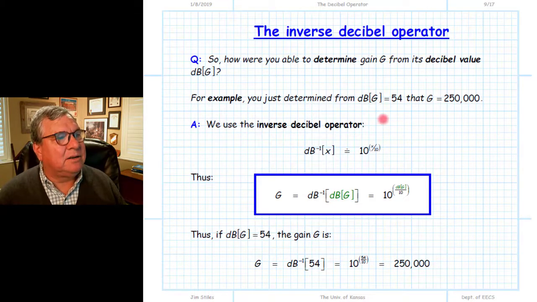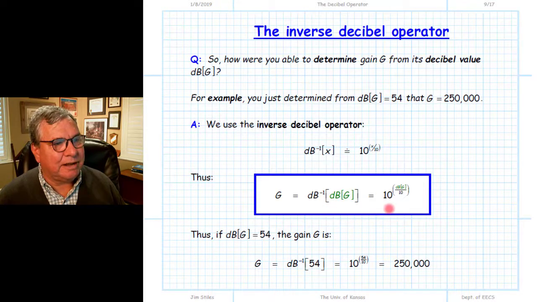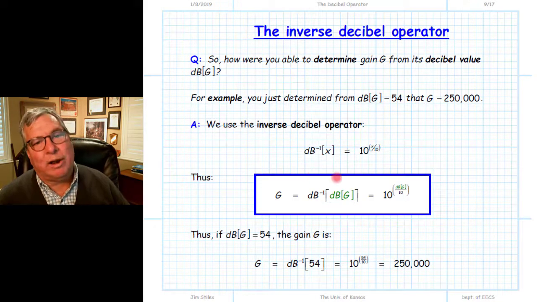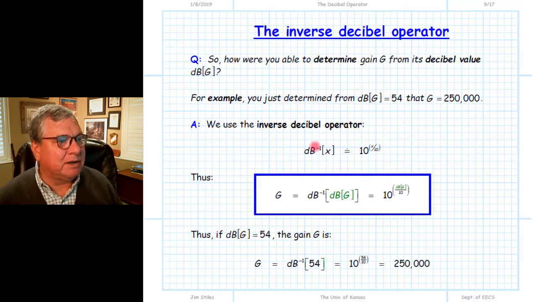What is the actual value of G here? We determine that with the inverse decibel operator. And this is a simple mathematical inverse. I'm just going to go ahead and write this down to complete things. The notation is dB to the minus 1, which is not 1 over the value of dB. It is the inverse operation, is what I'm trying to say here.